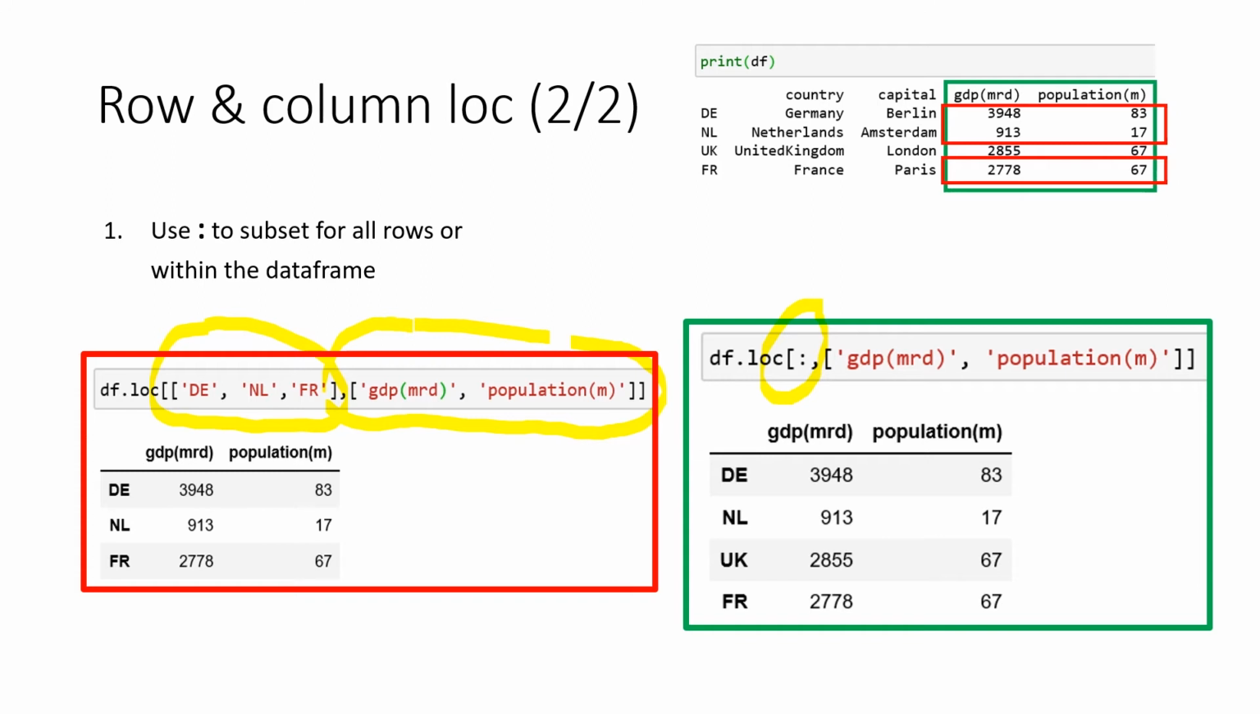So if you use the loc function and you leave the first part empty and just use the colon, and after that you define your columns, you can see that all the rows are our output, but only the values from the 2 columns GDP and population will be part of our output. So overall, we can say that loc is very useful if you already know the labels for your columns and for your rows, and you want to subset for those.